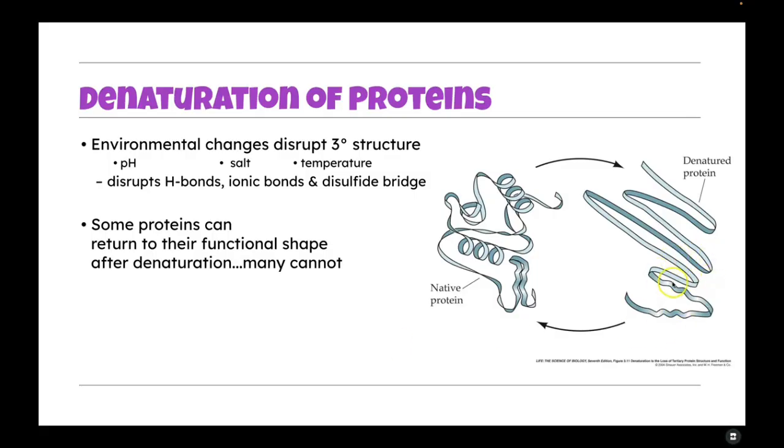into a flat sheet. Things that can affect this are environmental factors such as high temperature, high or low pH, high salt concentration, and extreme pH levels. This is because it's disrupting those hydrogen bonds, those ionic bonds, and those disulfide bonds. Some proteins can sometimes return to their functional shape after denaturation, but many cannot. So the function is going to be affected because the structure is affected. Remember, structure affects function.